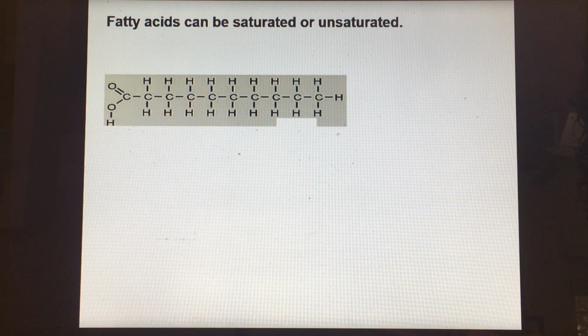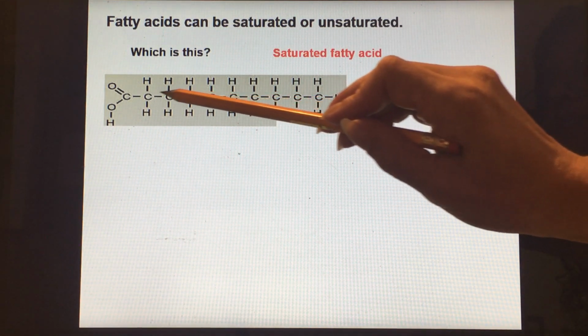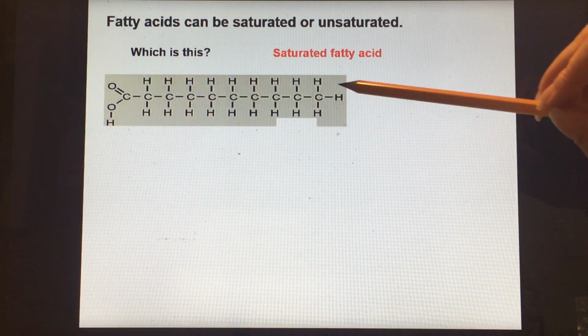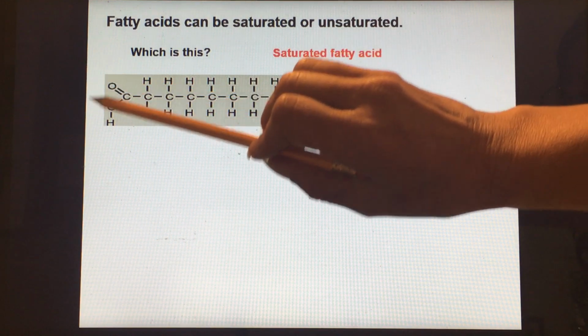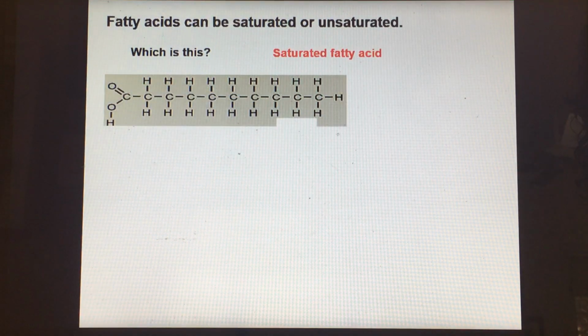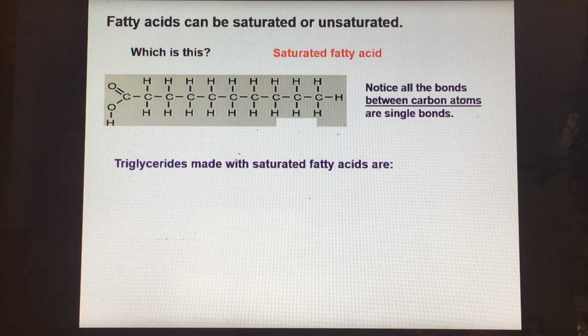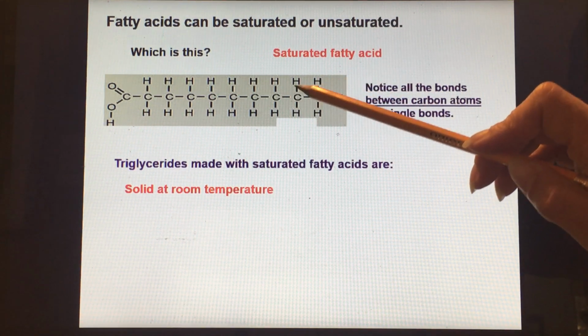Fatty acids can be saturated or unsaturated. This one is a saturated fatty acid because all of the carbon-to-carbon bonds are single, right? And it's full of hydrogen. No more hydrogen can be added. We still have this double bond here in the carboxyl group, but that doesn't count because it's not between carbons, it's between carbon and oxygen. So all the bonds between carbon atoms are single bonds, and triglycerides made with saturated fatty acids are solid at room temperature. So this itself isn't a fat, it's a fatty acid.